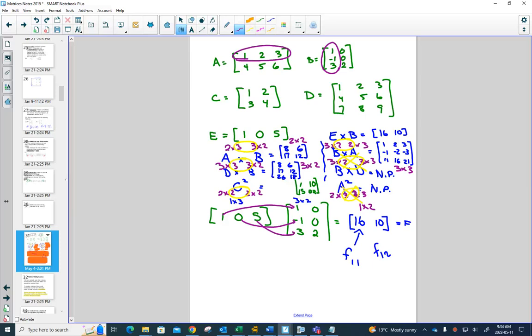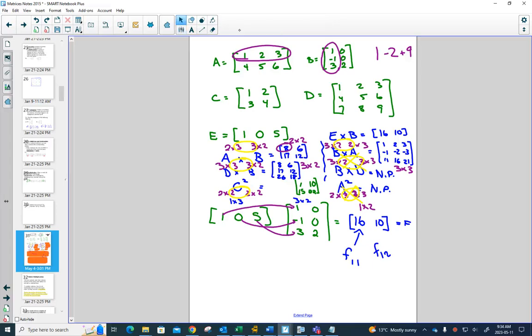So if I multiply corresponding ones, 1 times 1, that's 1. 2 times -1, that's -2. And 3 times 3, that's 9. And I add them together, I get 8. That's our first number. Right?